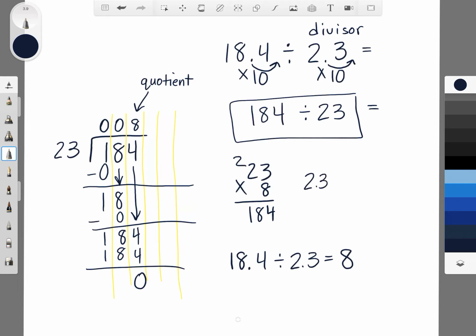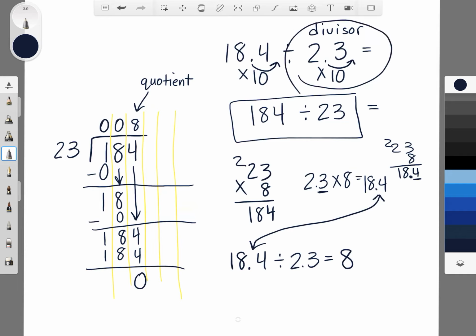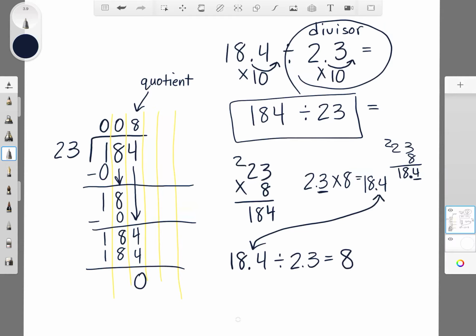Now we can check our answer to make sure it's correct by multiplying. So let's take our 2 and 3/10 times 8. That's going to be 23 times 8, and we've got one decimal place. And so that equals 18.4. Is this the same as this? And yes, it is. So we know that we have the correct answer. And that's how you divide if you have a decimal in the divisor.